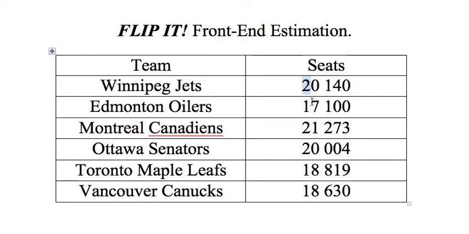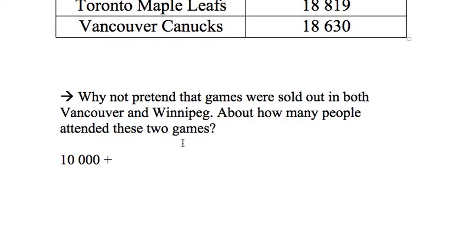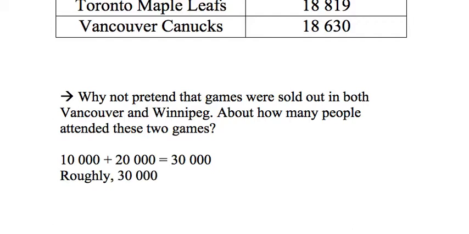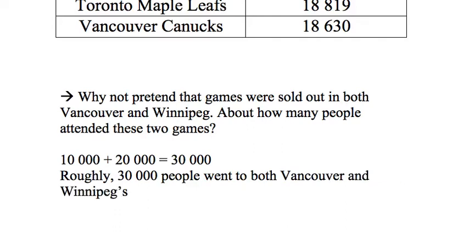And we see that there's 20,140, but because we're front-end estimating, we are going to say this. So 10,000 plus 20,000 equals 30,000. So it could be said roughly 30,000 people went to both Vancouver and Winnipeg's hockey games. So there, that just kind of gives you a brief introduction to what exactly front-end rounding is.